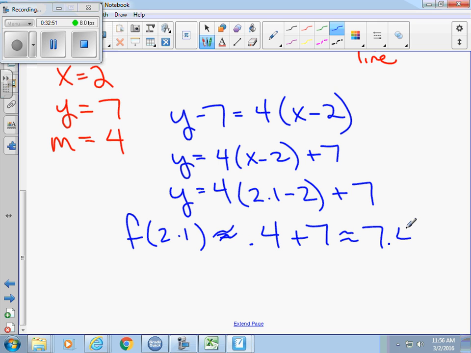Again, why did I do an approximation here? Because it looks like I've done exact work. Tangent line is an approximation to start with. AP is a little bit picky about that. Sometimes they'll count off on open response if you put in equals there. If you put f of 2.1 equals 7.4. Or you can get cut off on our tests.